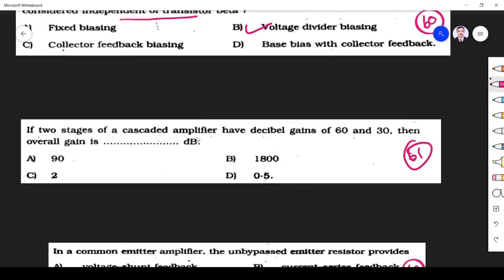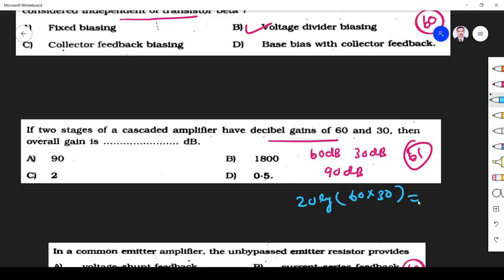If two stages of an amplifier have decibel gains of 60 dB and 30 dB, what is the overall gain? If it is in dB, add the two gains, so 60 plus 30 is 90 dB. If it is not in dB, and it is simply 60 and 30, you have to multiply 60 into 30, then take 20 log, and that will give the gain. Since it is in dB, you just add, so it is 90 dB, right?